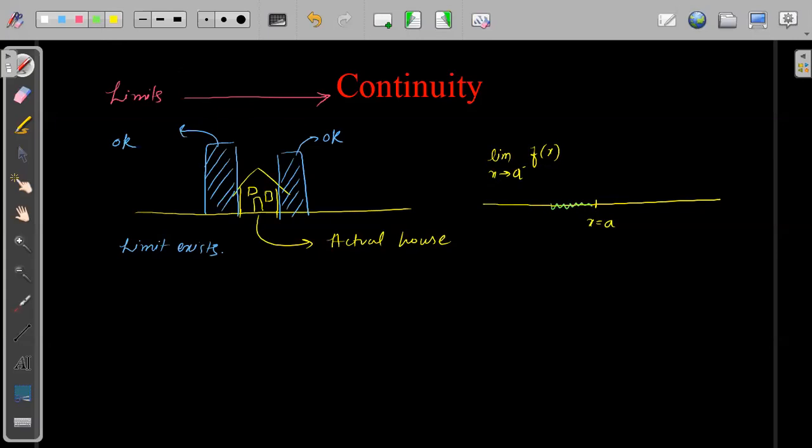Now we were talking about the right neighborhood, which was the limit of x tending to a plus of f of x. So this was the left neighborhood, and this was the right neighborhood. We've never talked about f of a. What is f of a? In continuity, we have to talk about f of a.